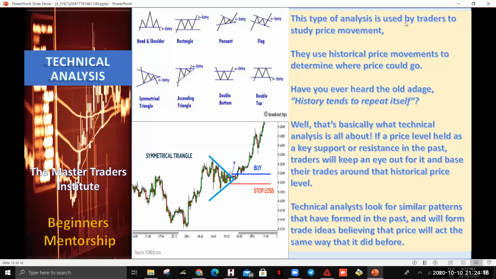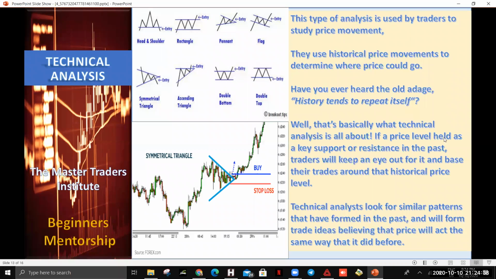This type of analysis is used by traders to study price movement. They use historical price movements to determine where price could go. Remember, I told you anywhere price has gone before in the past, price will come back and retest that place. Have you heard of the old adage, history tends to repeat itself? Well, that's basically what technical analysis is all about.